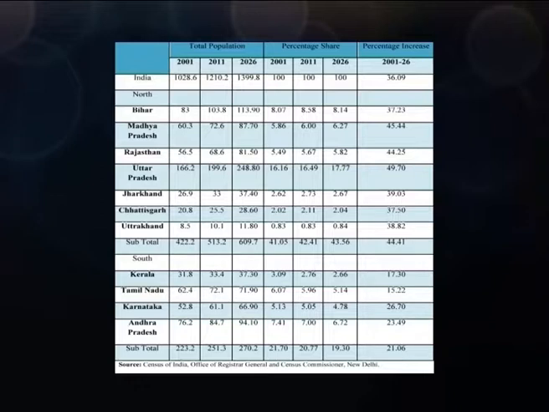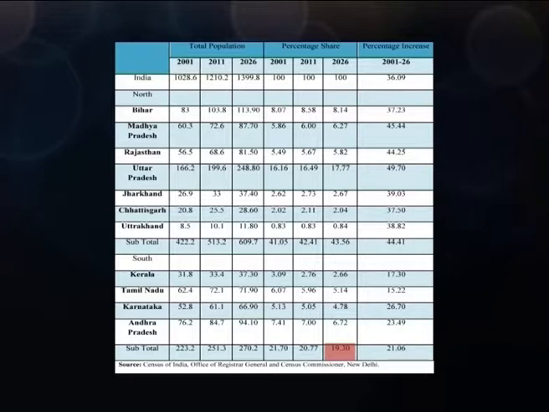It can be observed that the percentage share of north has grown from 41.05% in 2001 to 42.41% in 2011, and it is expected that this share will grow to 43.56% in 2026. While in case of south, the percentage share in total population has come down from 21.7% in 2001 to 20.77% in 2011, which is further expected to come down to 19.30% in 2026.